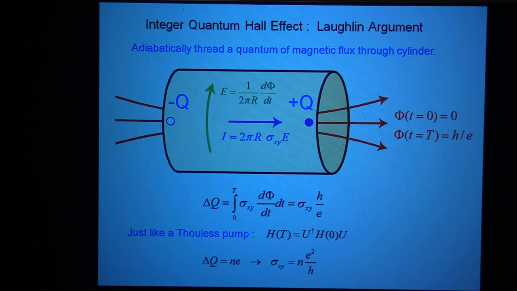When you're changing the magnetic flux, Faraday's law tells you that you have an electric field that goes around. The curl of the electric field is minus dB/dt, and so you have an electric field going around the cylinder. Since you have a Hall conductivity, there is a current proportional to that electric field and sigma xy. So in the process of turning the flux up from zero to h over e, there is a net flow of charge from this end to this end, and you can calculate it by integrating the current over time. What you learn is that you just get sigma xy times h over e. Okay. Yes.